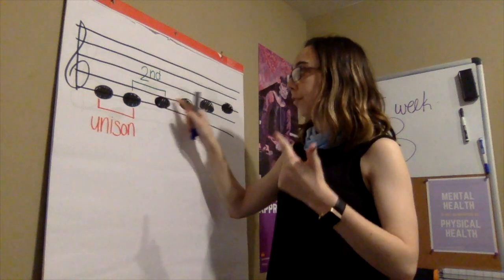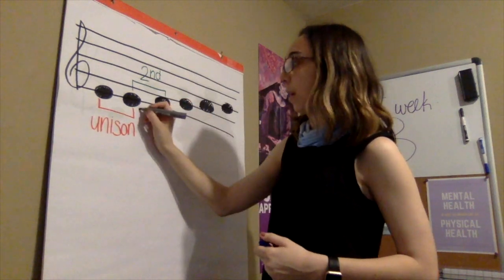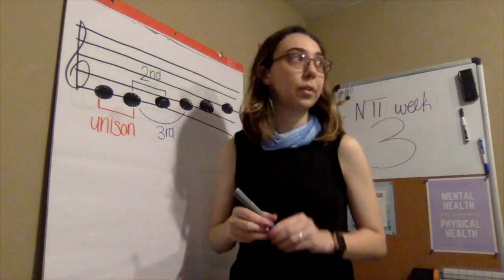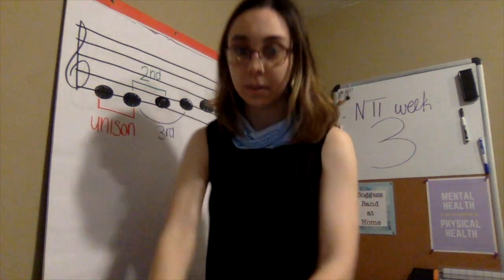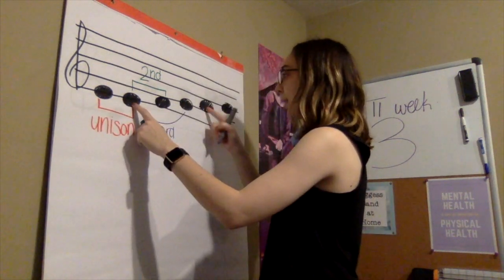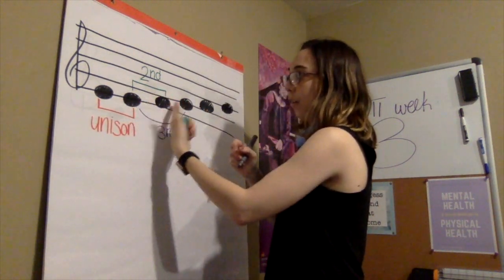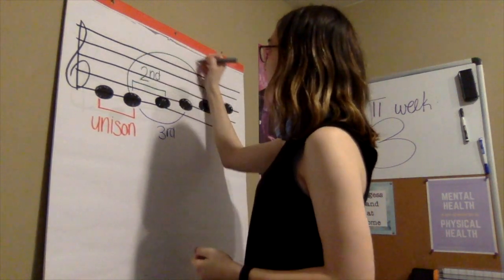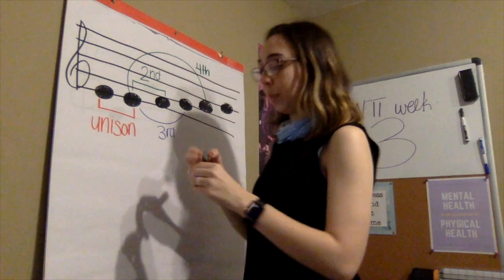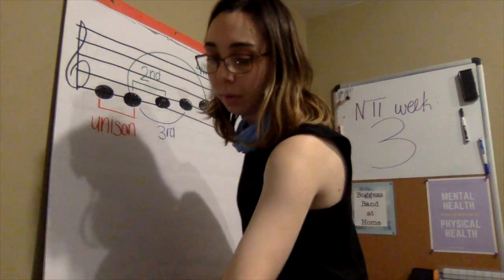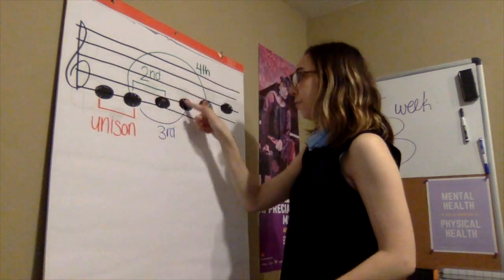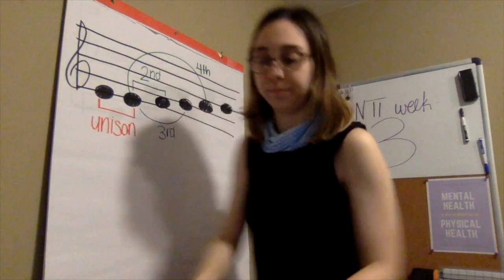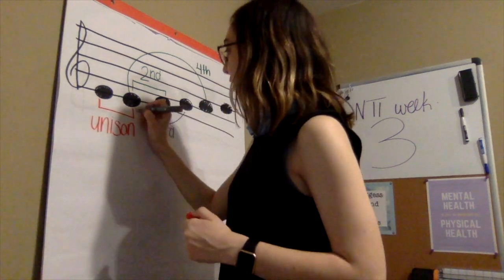E, F, G. Counting up that way, it would be right here a third. There are three letter names. E, F, G. Now if we go from our E here up to A, E, F, G, A. That would be a fourth. And then last but not least on this line, we have E, F, G, A, B. Now let's count it. 1, 2, 3, 4, 5. That would be a fifth.